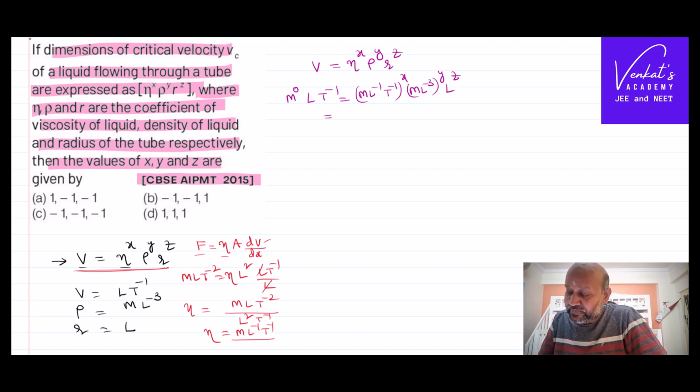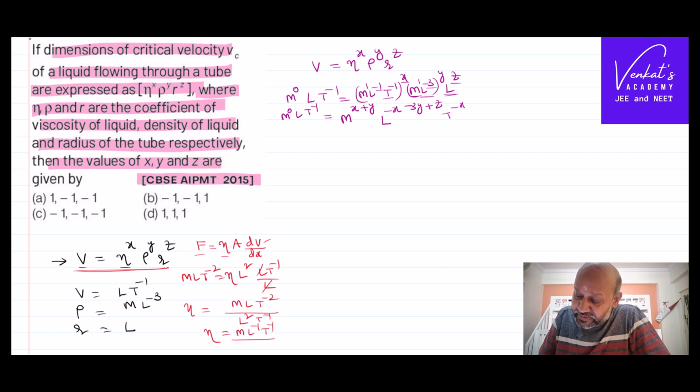Let's write the powers of each fundamental quantity separately. For mass, in the first term, M power of 1 into x, so M power of x is there. In the second term, M power of 1 into y, that is plus y is there. In the third term, there is no M, so there's nothing to write. Similarly, for length, in the first term we have minus 1 into x, minus x. Here we have minus 3y. Here we have plus z. Similarly, for time, we have T power of minus x in the first term. In the second and third terms, there is no time quantity. The left hand side remains the same, M L T power minus 1.